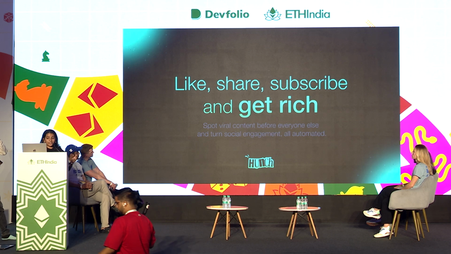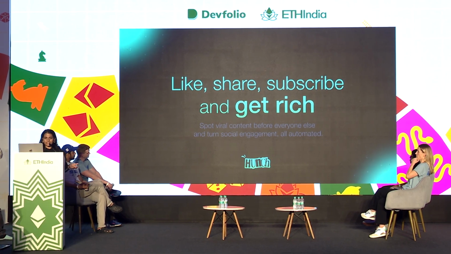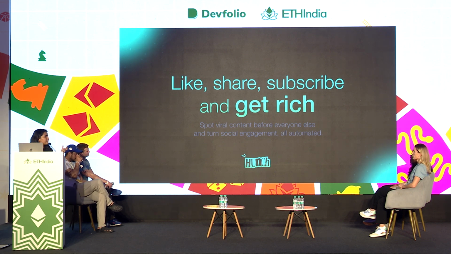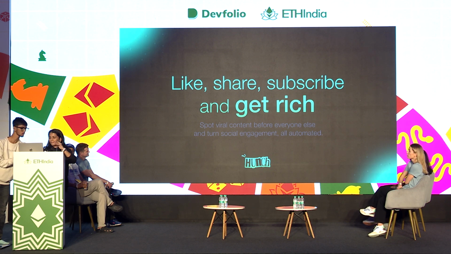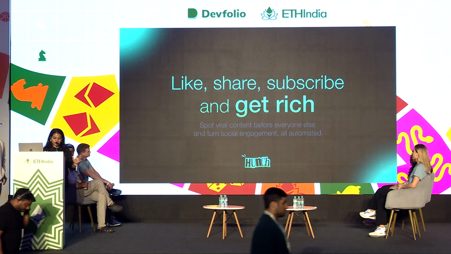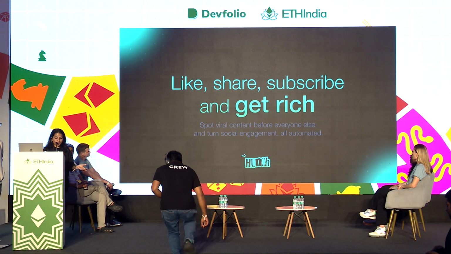So you spot viral content early on before everybody else does, and turn that social engagement into money, all of that automated. People love free money, but it's easier to go viral on Farcaster, I would say, than getting free money. And we found a way to bridge that gap. So if you're a serial shitposter who goes viral more often than not, here's what you should do: get on Hunch, tokenize your cast for free, and the rest is automated.